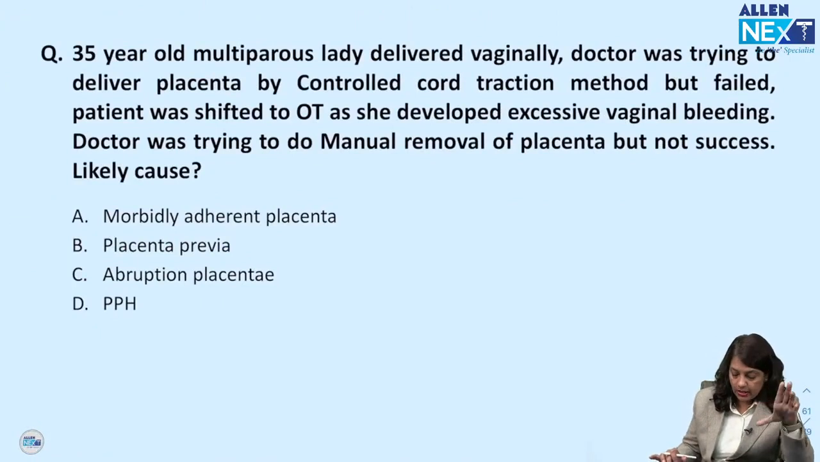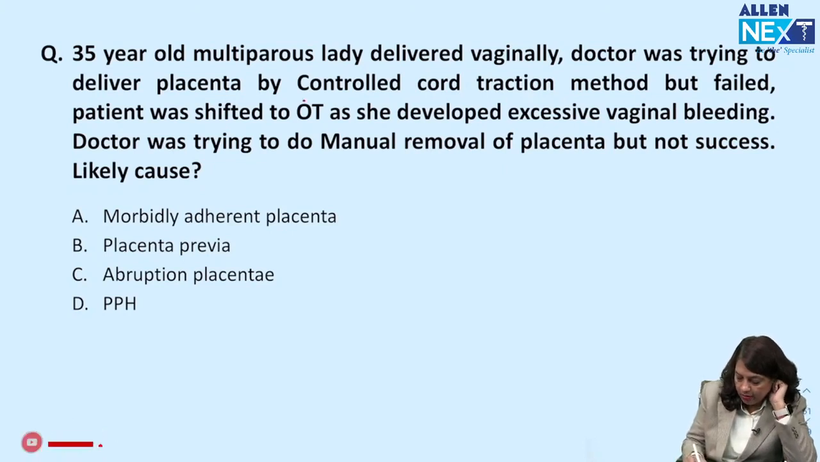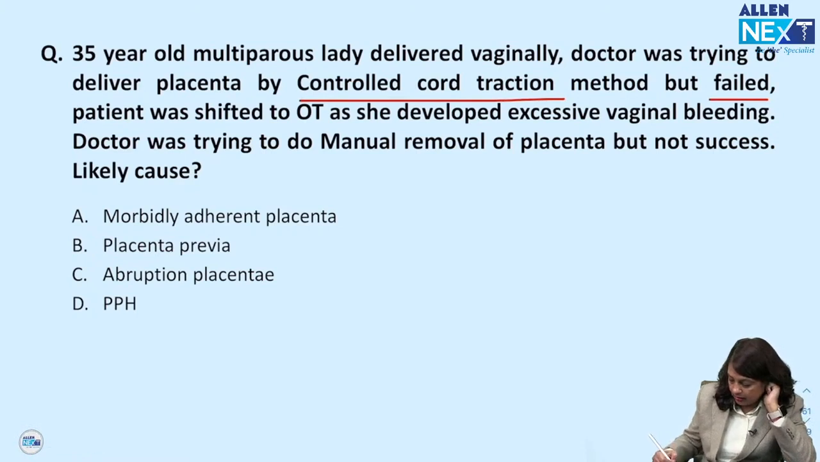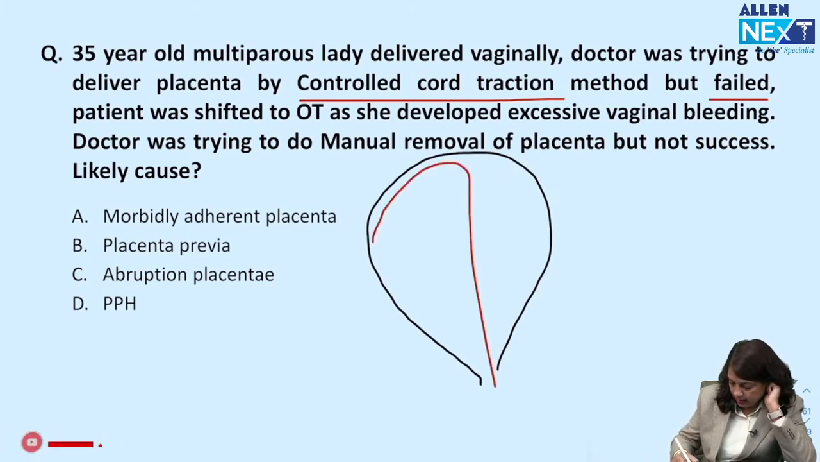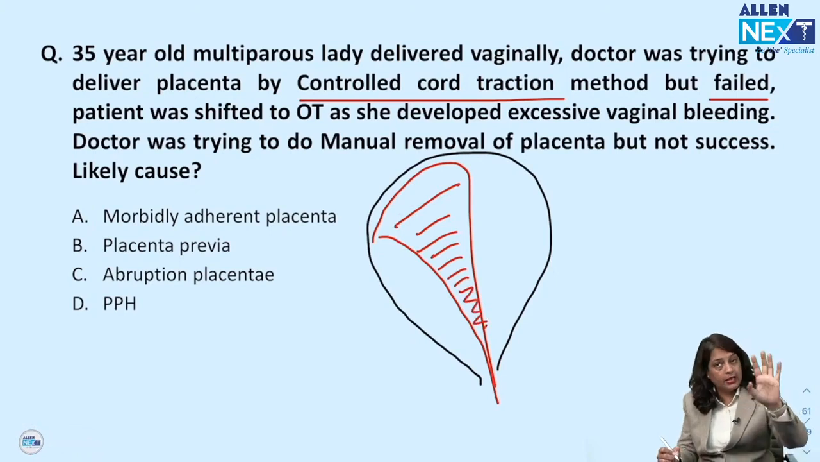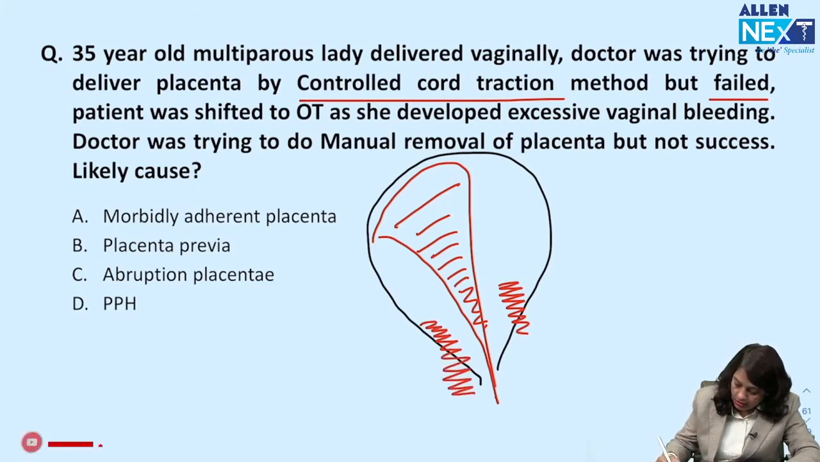Now next question is a 35-year-old multiparous lady delivered vaginally. Doctor was trying to deliver the placenta by controlled cord traction method but failed. मतलब it was now becoming a retained placenta because if the doctor tries to pull the cord, it will cause acute inversion of uterus, but the patient started developing excessive bleeding, so they are not able to take out the placenta.